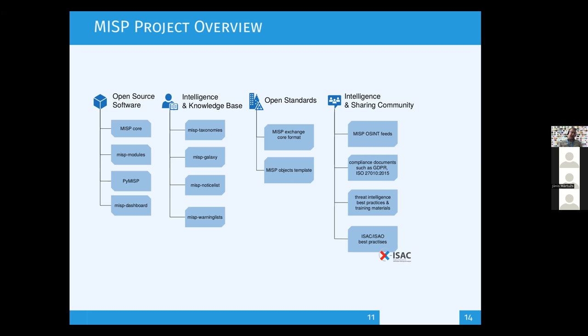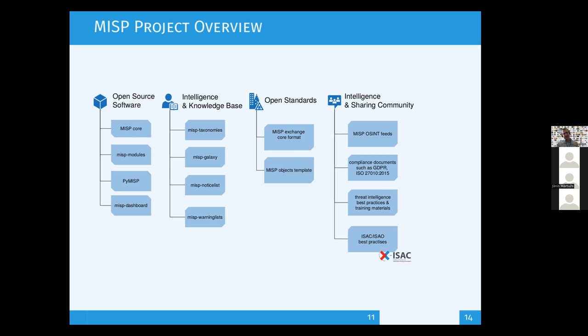In addition to that, and this one evolved over time, it's really the knowledge base that we have behind MISP, which is super important because the software itself is not so interesting if you don't have a way to contextualize information. And that's why in MISP, we have what we call taxonomies, galaxies, and warning lists.